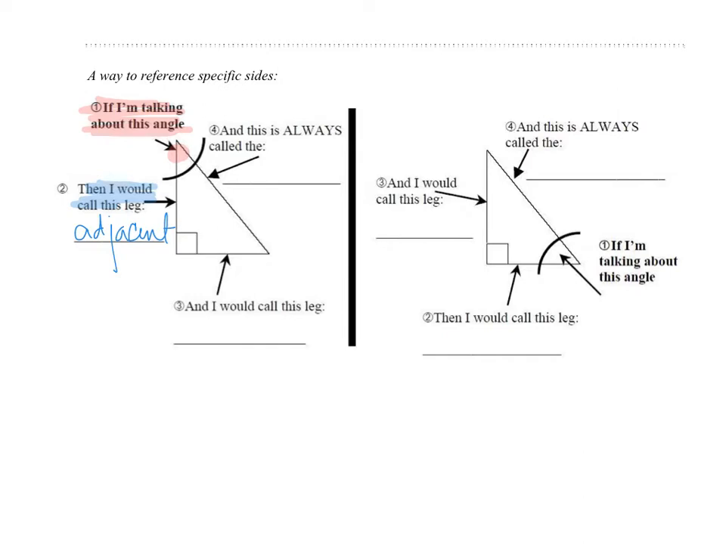Okay, let's keep going around our circle. Then I would call this leg down here, this leg, the opposite leg, or really just the opposite side. And then this one is the easy one because we always know what this one's called, and that's just called the hypotenuse.